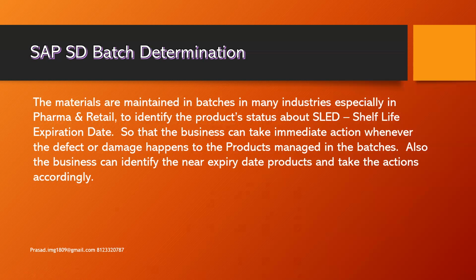Also, the business will come to know which products are near their expiry date, so that they can take immediate action to sell those products. We can see this in supermarkets like Reliance, Star Bazaar, Big Bazaar, Namdharis, D-Mart, Walmart. Suppose within 3 months of the expiry date, they will offer those products at a 50% sale because of the near expiration date. That is why batch determination is most important and very useful for any business.